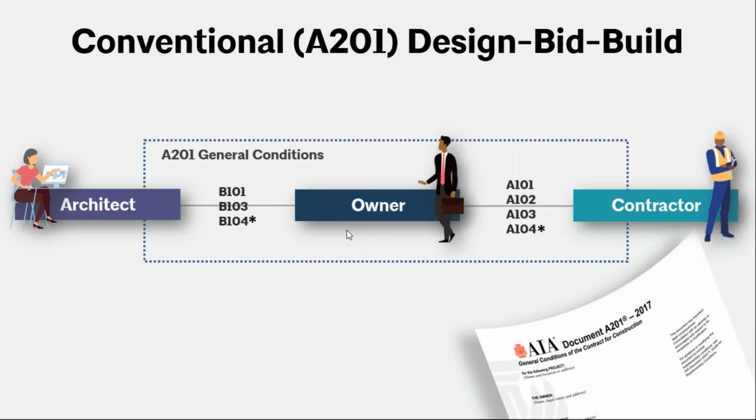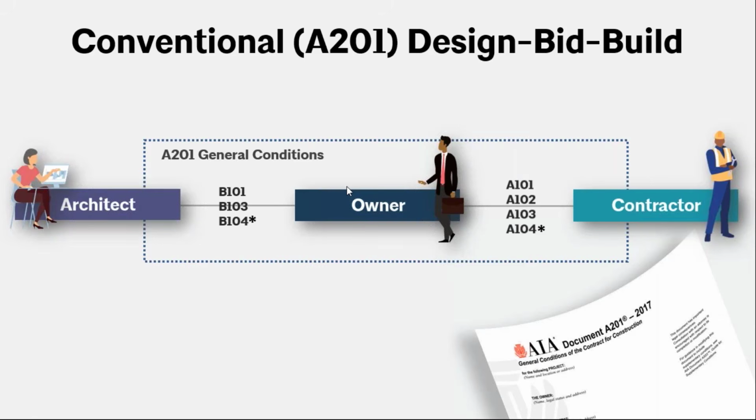So the general conditions is actually in A104. So B104 would refer to the general conditions in A104, as opposed to, say, B101 and A101, both of which would apply and refer to A201 as a separate document. But the general conditions in B104 and A104 are in just A104. Thank you, Ben.